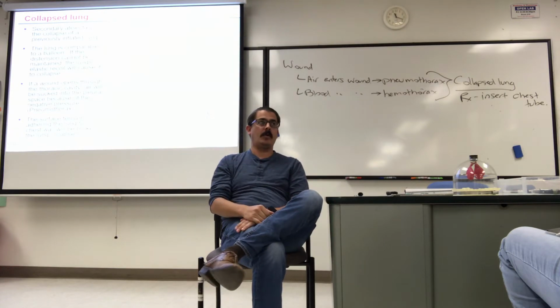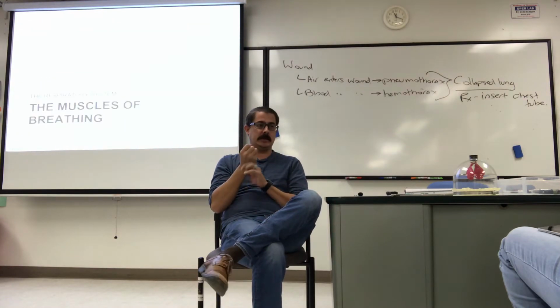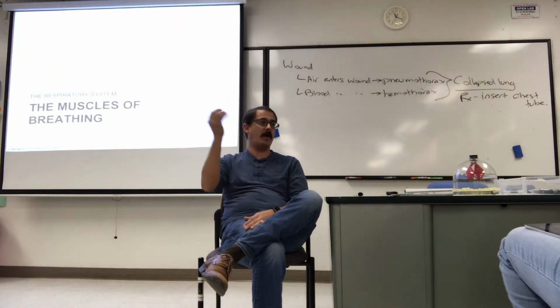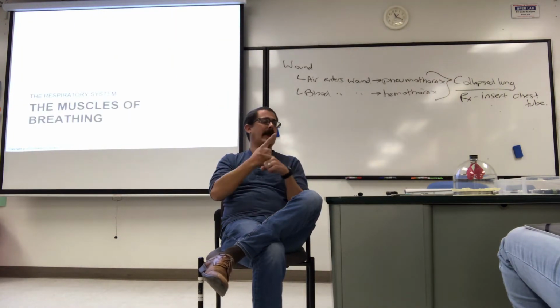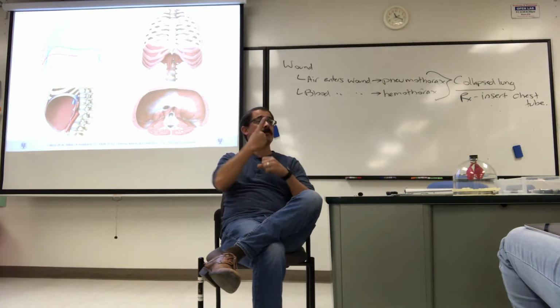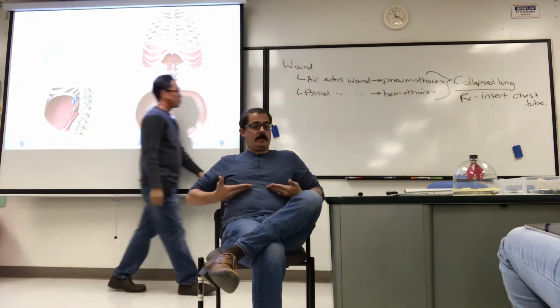But in either case, the air or fluid must be evacuated. Now, collapsed lung, I want to talk about the regular muscles of breathing, okay? And I want to start with the diaphragm. The diaphragm is your major muscle of inspiration.